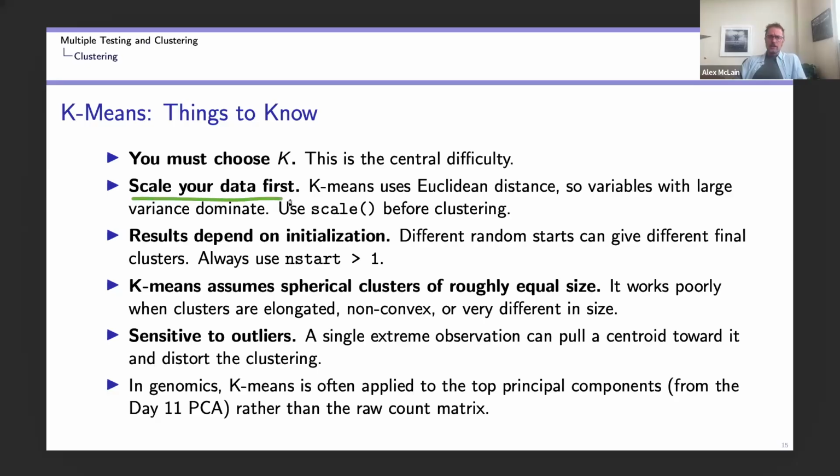We want to scale our data first. K-means uses Euclidean distance, which means that variables with large variance are going to dominate. So when you use the scale function, make everything have mean of 0 and variance of 1, for example, before we do any clustering with k-means. The results do depend on the initialization, which is done at random.